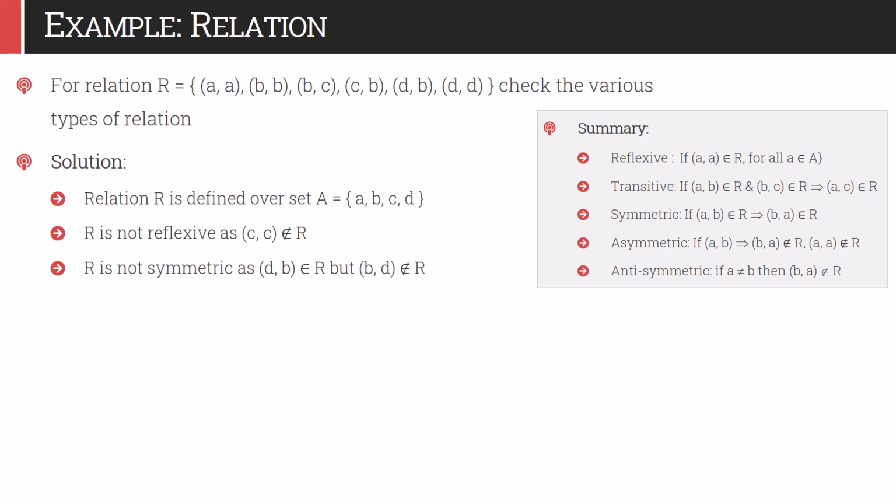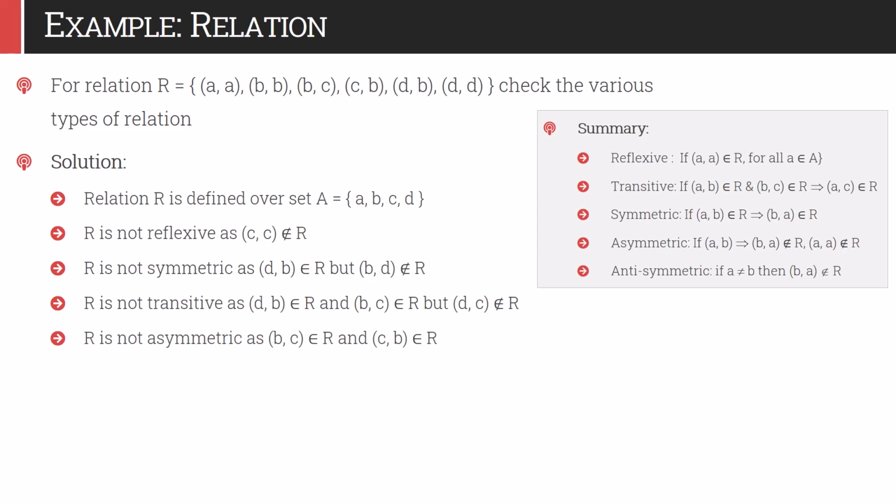For symmetry, if (a,b) is in R, then (b,a) should be in R. But as we see from the relation R, (d,b) belongs to R, but (b,d) is not in R, and hence it is not symmetric. For transitivity, we know that if (a,b) is in R and (b,c) is in R, then (a,c) must be in R. If we pick the pairs (d,b) and (b,c), they are present in R, but (d,c) is not in R, and hence it is not transitive.